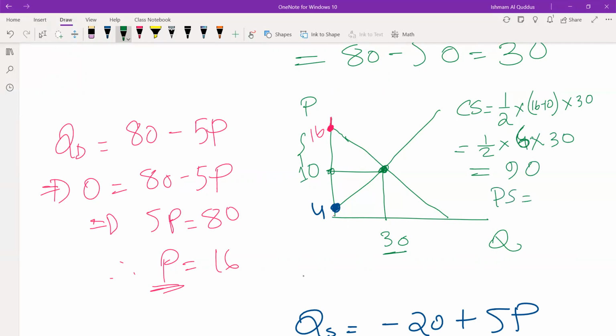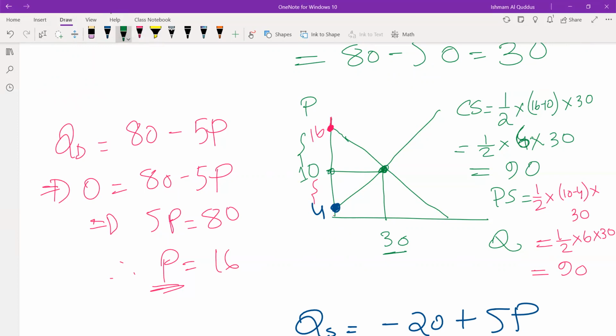And what about producer surplus? Producer surplus would be 10 minus 4, right? So half multiplied by 10 minus 4 multiplied by 30 again. So this gives us half multiplied by 6 multiplied by 30, which is also 90, right?